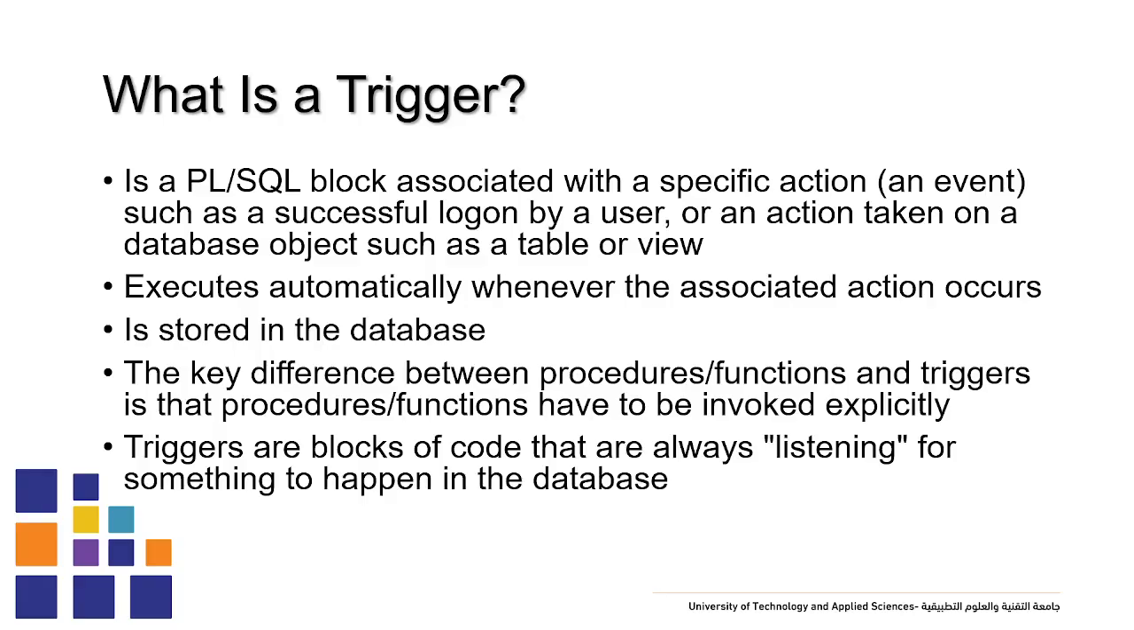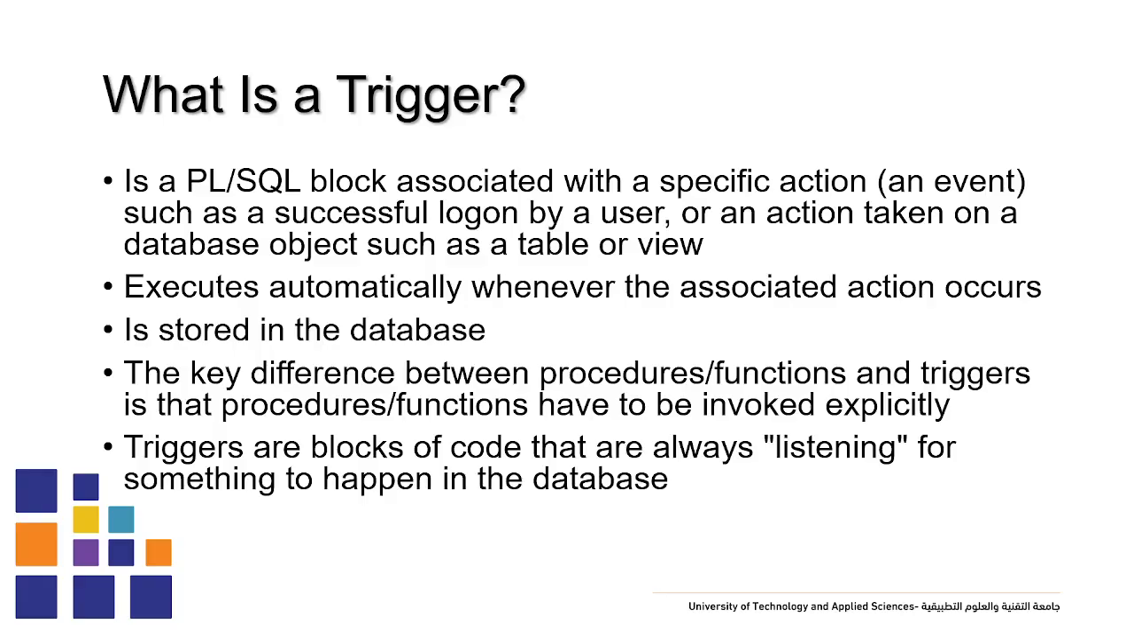Normally in database programming, a trigger is a special type of stored procedure that is automatically executed, or as we call it, fired, in response to certain specific events on a particular table or view. These events can be, as we will come to know later, data manipulation language operations such as insert, update, or delete. It will automatically execute whenever it occurs, and it is stored in the database.